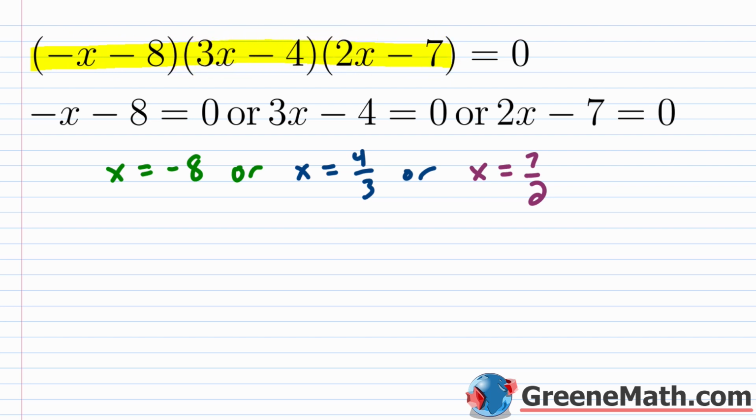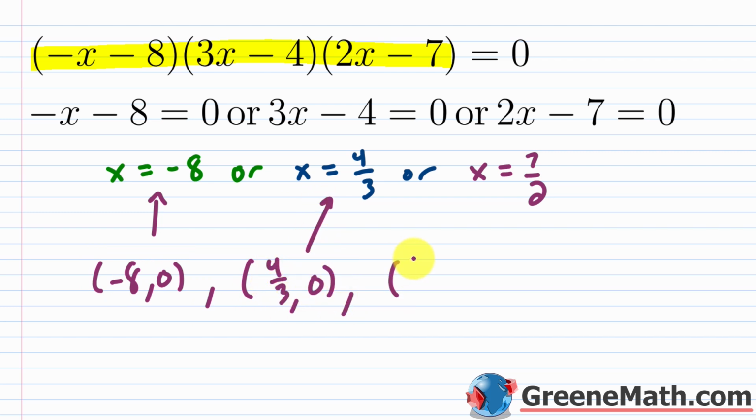And you're going to see that you have an x-intercept at (-8, 0). Then you're going to have one at (4/3, 0). And then you're going to have one at (7/2, 0). So these are going to be your x-intercepts.